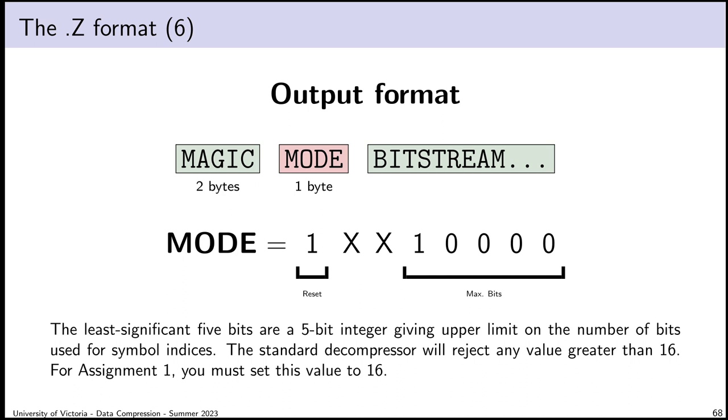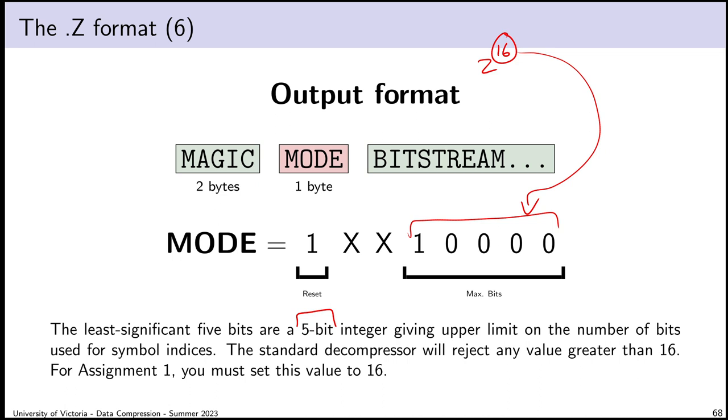The least significant 5 bits of the mode selector are actually a 5-bit value telling the decompressor how many bits you're going to use for symbol indices. As I said earlier, we have decided to cap the symbol table at 2 to the 16 entries. So we'll use at most 16 bits. So you take the number 16 and you store it in this 5-bit sequence. That's the max bits, and it tells the decompressor the maximum size of the symbol table.